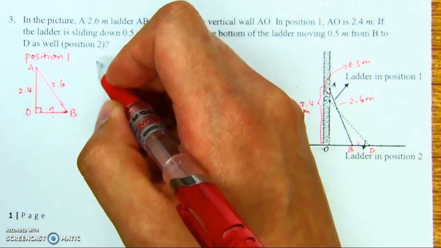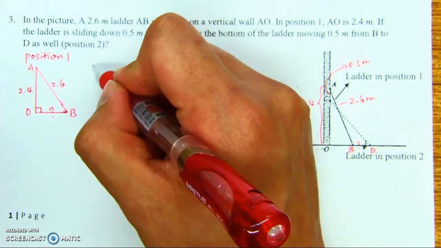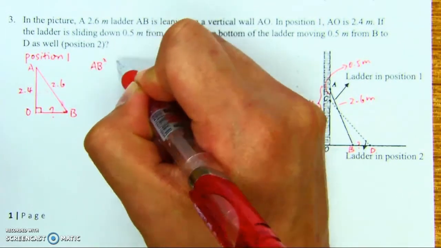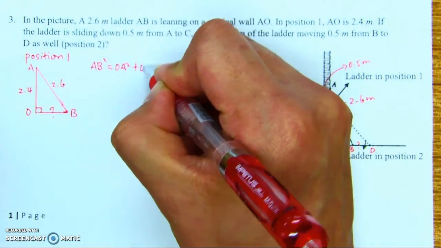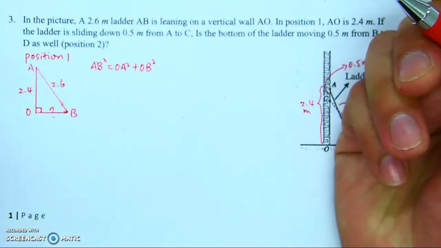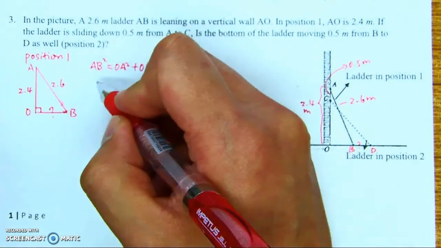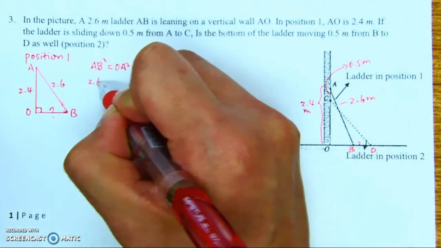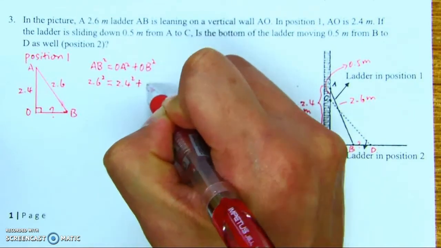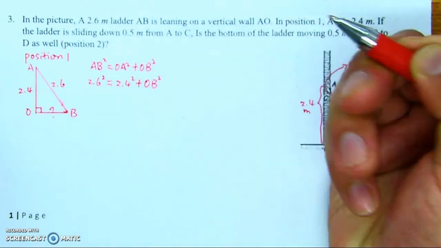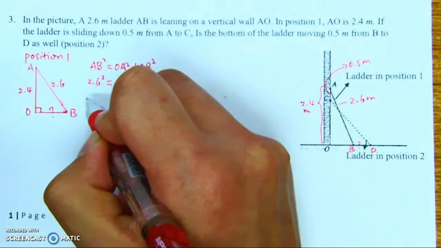Okay, according to the Pythagoras theorem, we've got AB squared, the longest squared, equals OA squared plus OB squared, the shortest squared. Alright, so we substitute. So AB is 2.6 squared equals OA is 2.4 squared, and then we can write OB squared like that. And then we do the further calculation.